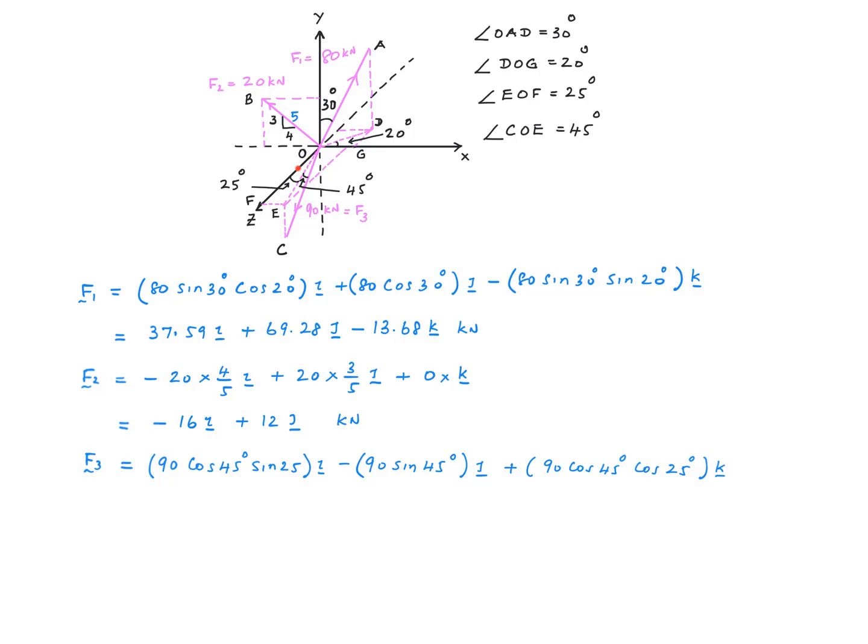Now we consider this right triangle OFE and we recognize that this angle is 25 degrees, right? And therefore OE sine 25 gives me the x component. So we have a sine 25 over here, and OE cosine 25 gives me the z component. So we have the cosine 25 over here. We know that while the y component is negative, the x component and the z component both are positive. After simplifying, we get this.